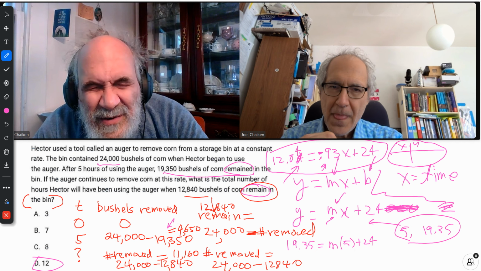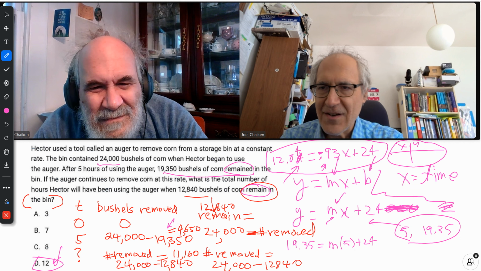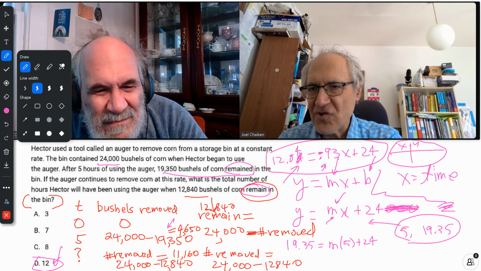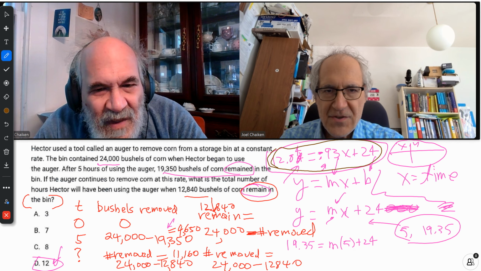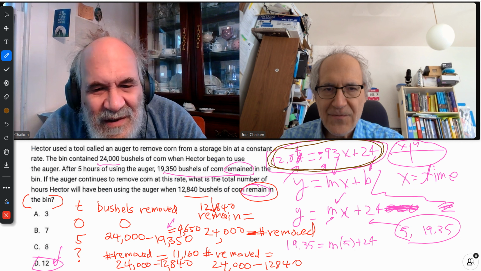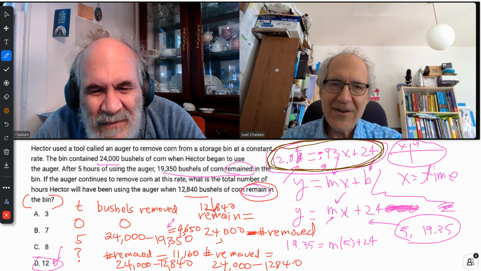So, where's your answer? It's 12. The answer to the problem is the solution to this equation: 12.84 is negative 0.93x plus 24. Oh, 0.93, yuck. Yeah, I'm working in thousands, so this way you don't have to type in extra zeros.